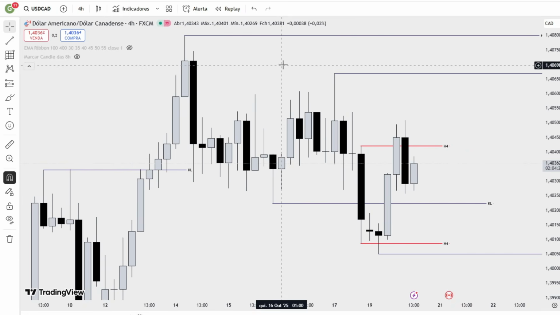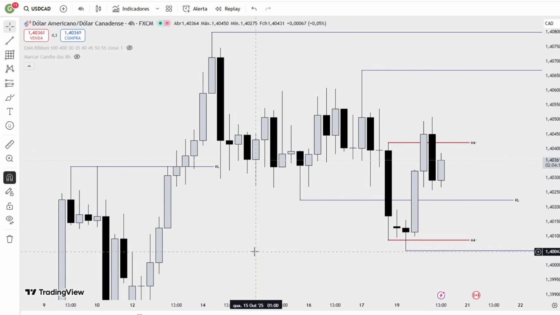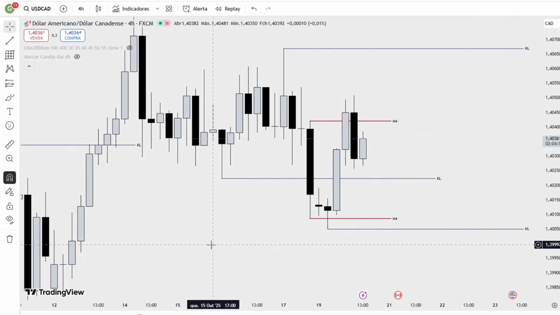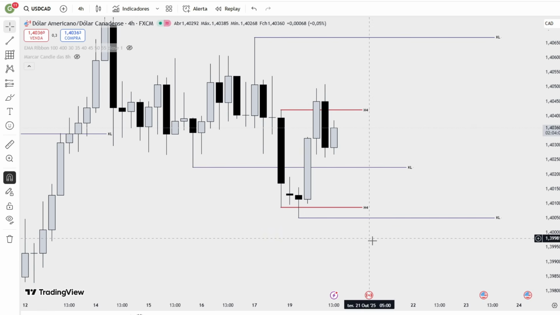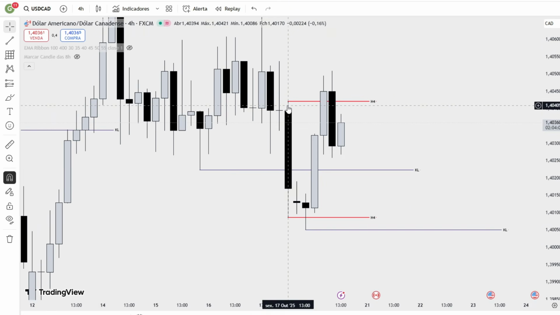Don't look for CRT in the middle of the key levels, like here or here or here. It's simply not going to work. The CRT must be combined with key levels. This is the base of the CRT. Once you identify your key level and identify your CRT, here's the CRT high, CRT low.